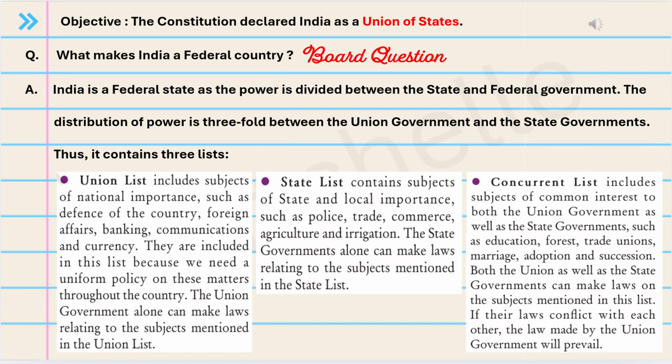So our first objective here is, the Constitution declared India as a union of states. Now the question here says, what makes India a federal country? Now you can see the length of the answer, and this looks very likely like a 5-marker. However, prepare it as a 5-marker and be ready that it could be asked as a 3-marker as well, where you simply have to shorten the answer a bit. Board question, pay attention.